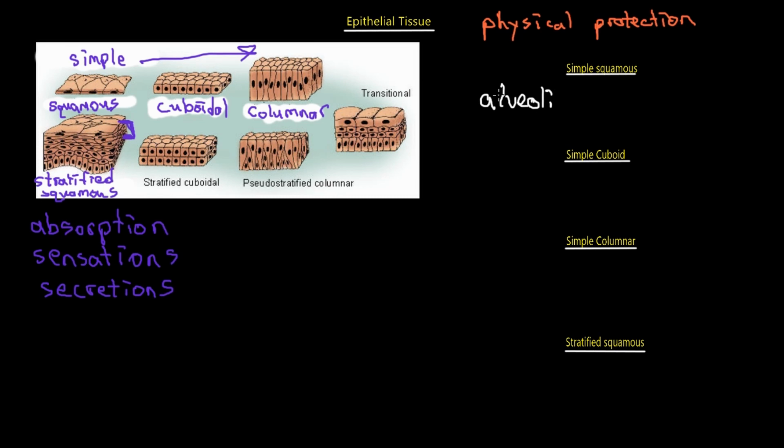It's typically found in the inner lining of blood vessels as well. So that's called the endothelium. It's found in the alveoli, as I mentioned, and it's also found in the abdominal cavity.